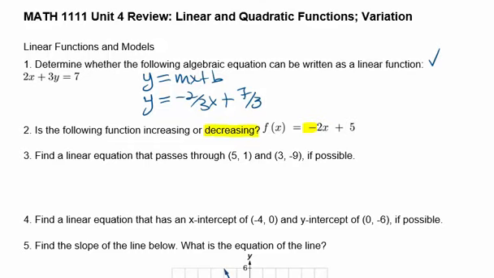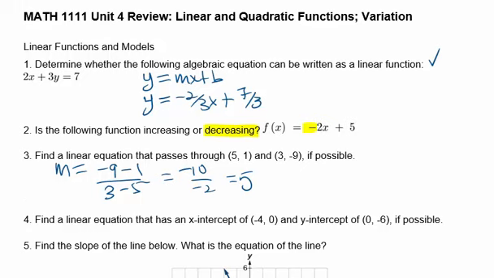For number 3, if we want to find a linear equation that passes through these 2 points, first thing we can do is find the slope of the line. And so remember y2 minus y1 over x2 minus x1. In this case, negative 9 minus 1 over 3 minus 5, or negative 10 over negative 2, which is just 5.